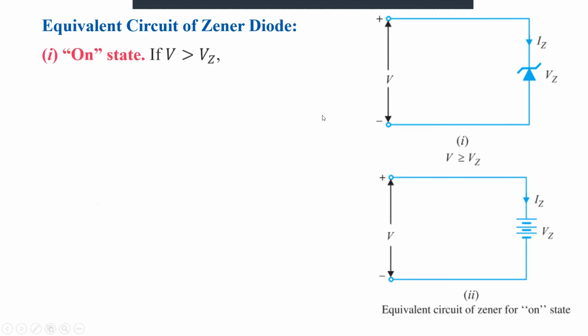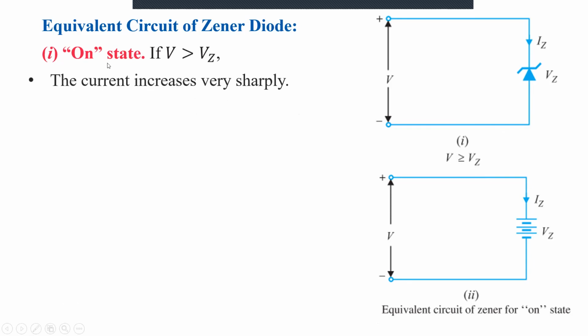So let us consider two conditions. If V is greater than or equal to Vz, suppose the applied reverse voltage, that means positive of the battery is connected to the N region and negative of the battery is connected to the P region of the Zener diode, and the applied voltage is greater than the Zener voltage, then what will happen? There will be a flow of current in this direction, and that is called the Zener current Iz. There is a sudden increase in the current and the voltage across the Zener diode remains constant at Vz, even if you increase the input voltage. We call that state the on state.